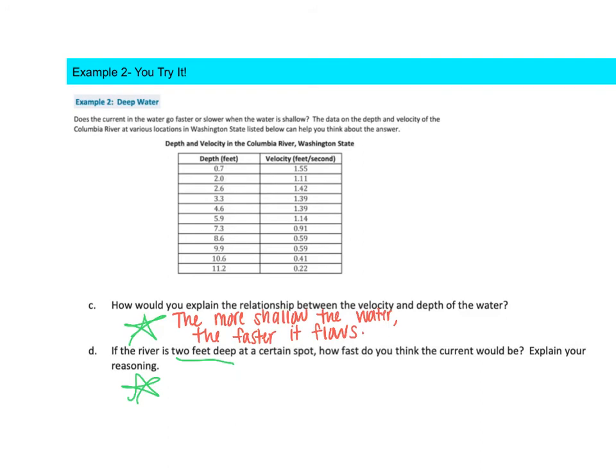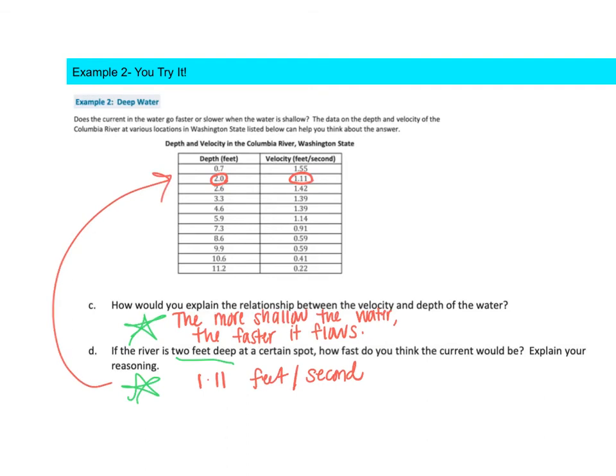And it says if the river is 2 feet deep at a certain spot, how fast do you think the water would go? Well, we have 2 feet right here. So, I mean, it's telling us exactly what the velocity would be. So it would be 1.11 feet per second. And we know this because it's right in our table, right there.